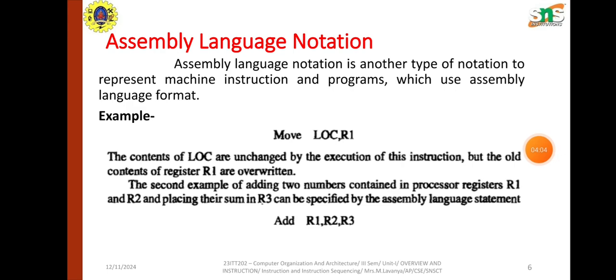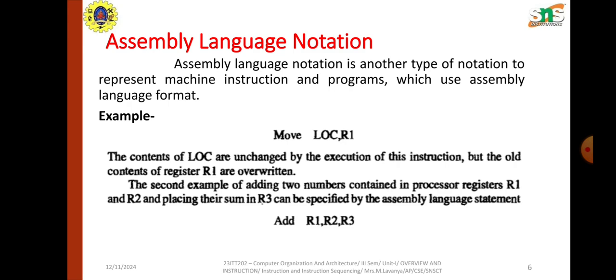Let us see in brief about assembly language notation. Assembly language notation is the second type of notation, where the instructions and programs are in a specific assembly language format. Here it consists of mnemonic codes. Mnemonic codes refer to words like add, move, etc. These are used in the instruction to indicate what operations are to be performed.